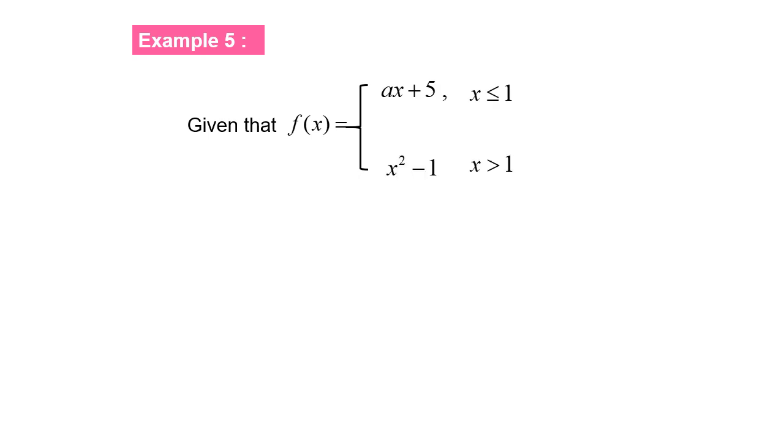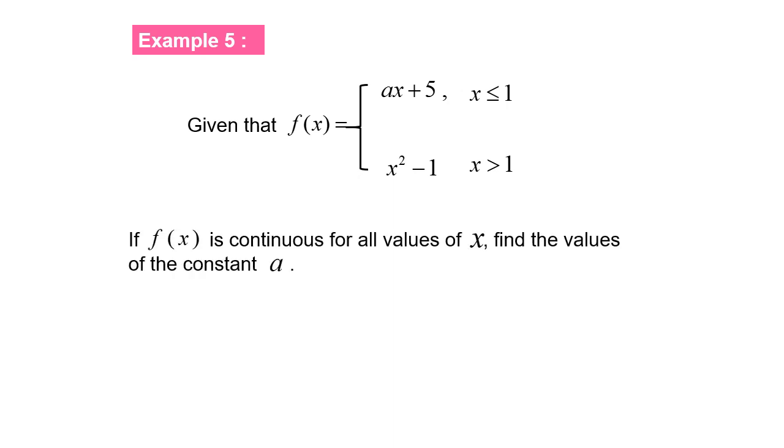The next example, 5. Given that the function f(x) equal to a piecewise function of ax plus 5 as x less than or equal to 1, and x squared minus 1 as x more than 1. So, if f(x) is continuous for all values of x, find the value of the constant a. So, we want to find what is this value of a.